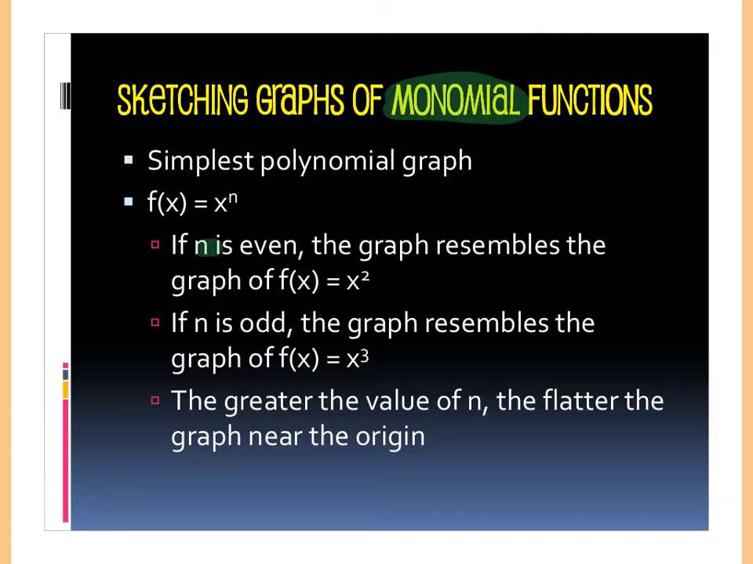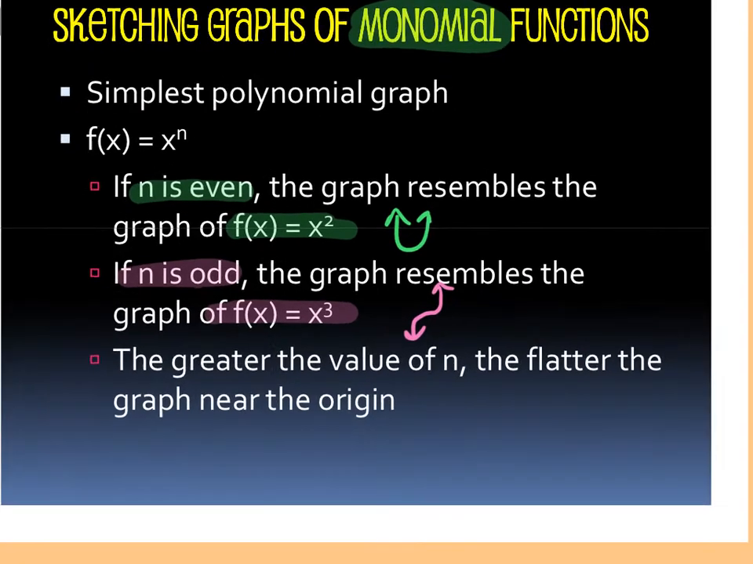If the n is even, it resembles the graph of x squared, meaning it resembles a parabola. So if it's x to the fourth or x to the sixth or x to the eighth or x to the 10th, it resembles a parabola. If it's odd, then it resembles the graph of x cubed, which would point up to the right and down to the left. The higher the exponent, the flatter the graph is near the origin.